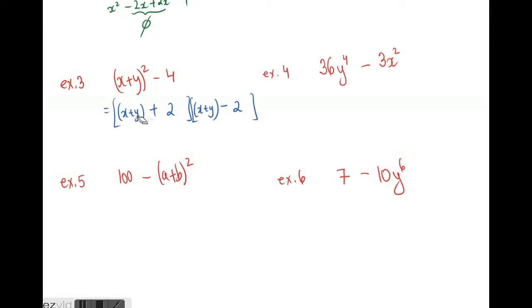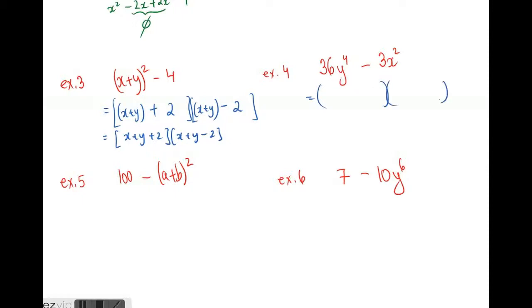Now this inner parentheses, because there's nothing multiplied there, we can remove them. And so we'll have x plus y plus 2 as one bracket and x plus y minus 2 as the second bracket. Example number 4, same idea.